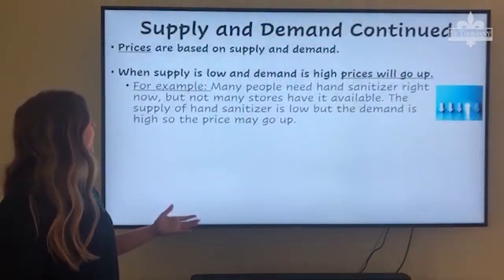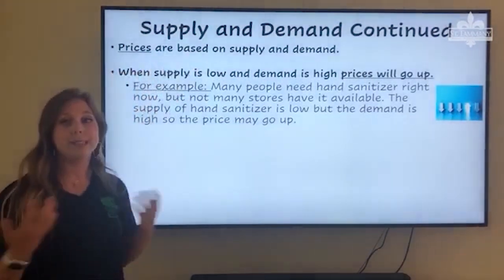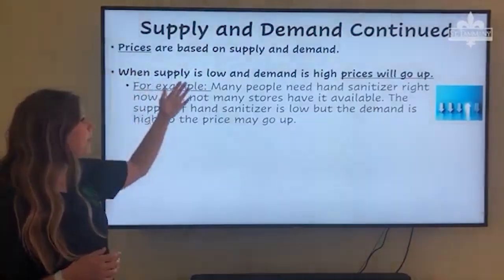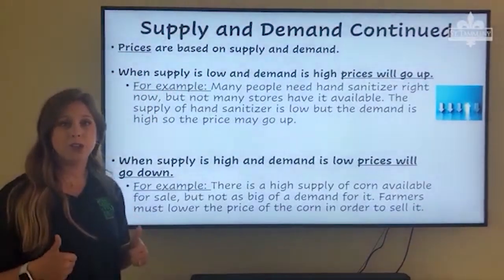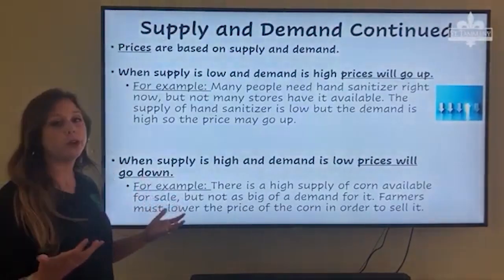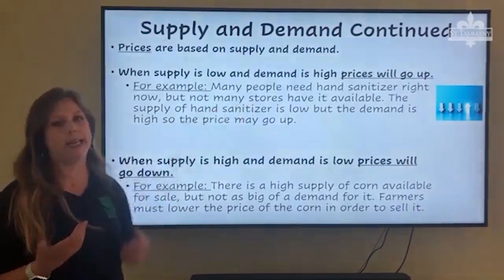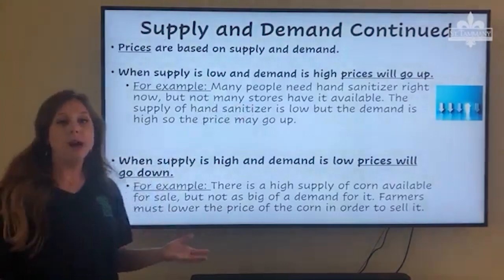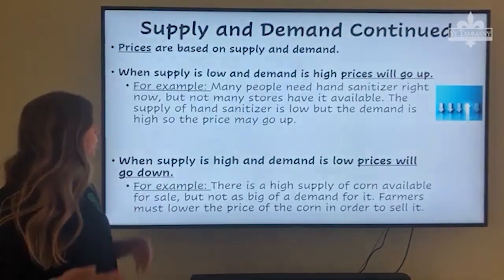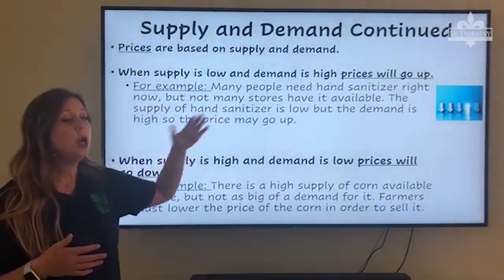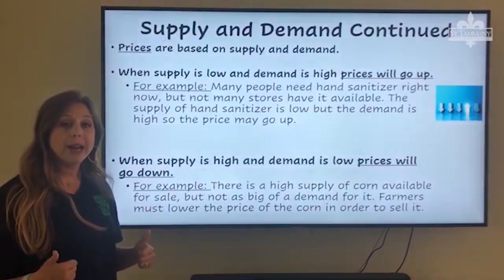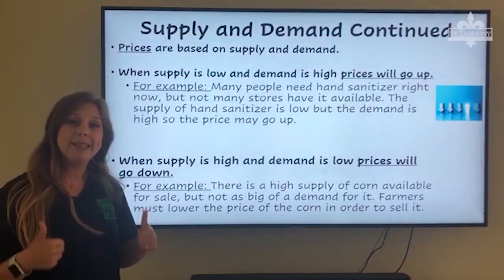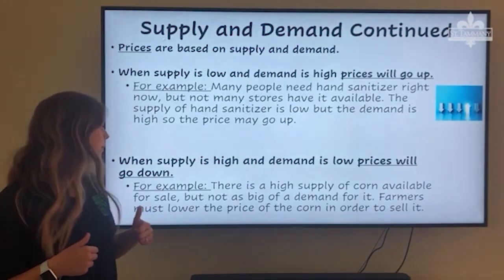So the prices are based on supply and demand. When supply is low but the demand is high, the prices are going to go up. An example for this would be that everyone needs hand sanitizer right now, but not many stores have it available. The supply of hand sanitizer might be really low, but the demand is really high. So the price for hand sanitizer might be more expensive. It might go up at this time.